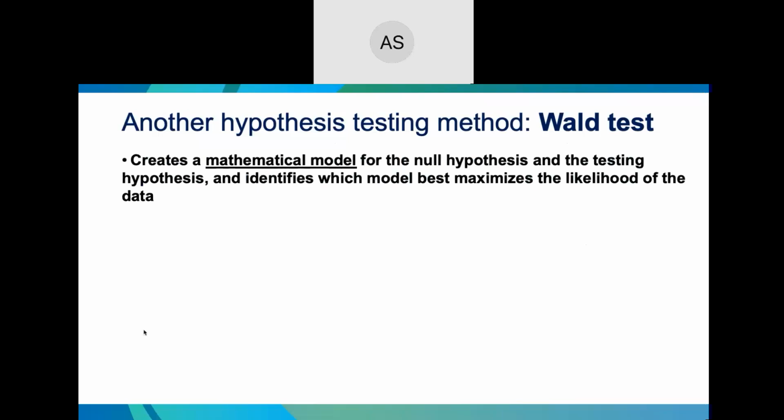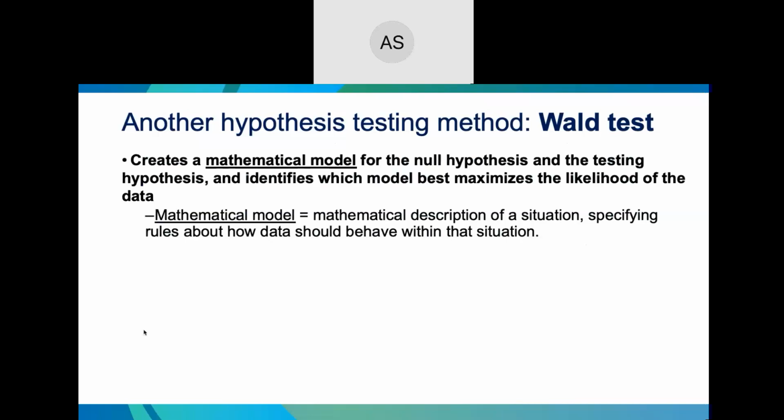Now, the way that the Wald test works is that it creates a mathematical model for the null hypothesis, and then it creates another mathematical model for the testing hypothesis, and then identifies which of these models best maximizes the likelihood of the data. So what do I mean by that? Well, first, a mathematical model is basically a description of a situation using math. So there are rules about how the data should behave within that situation.